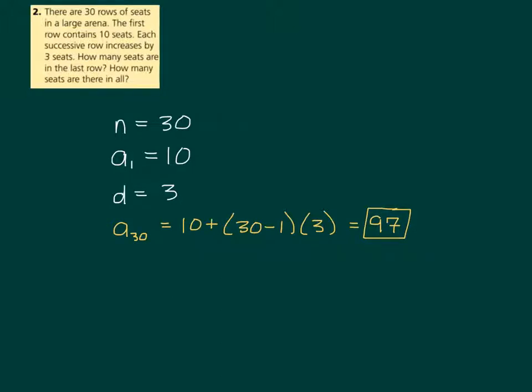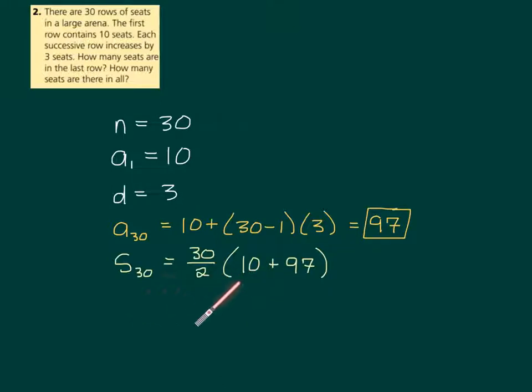How many seats in total? So add up the number of seats in the first row plus the number of seats in the second row plus the number of seats in the third row all the way to the 30th row. So they're asking for the sum of the first 30 terms, which is 30 over 2 times the first term, how many seats there are in the first row, plus the 30th term, how many seats there are in the last row. So at that point it should make sense why they asked us to get this first. All right, we had to have this number to plug into this formula.